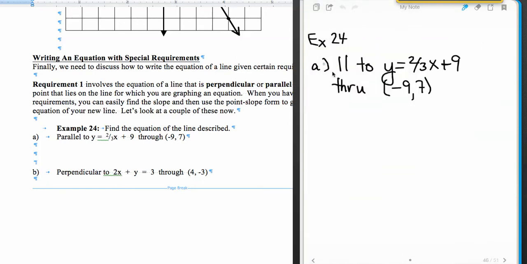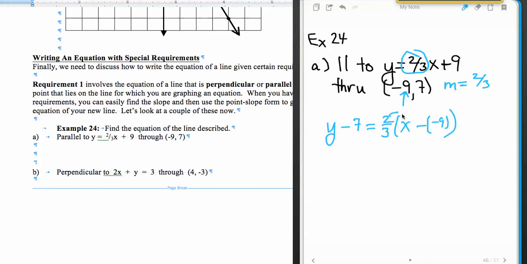Example number 24, we're going to go parallel to the line y equals 2/3 x plus 9. And so what that's telling us about is our slope. So now we know that we have the exact same slope as that one, 2/3, and it's through this point. Notice that this is not 0, so that's not our y-intercept. So we're going to say y minus our y-coordinate equals our slope, 2/3, times x minus our x-coordinate, negative 9.